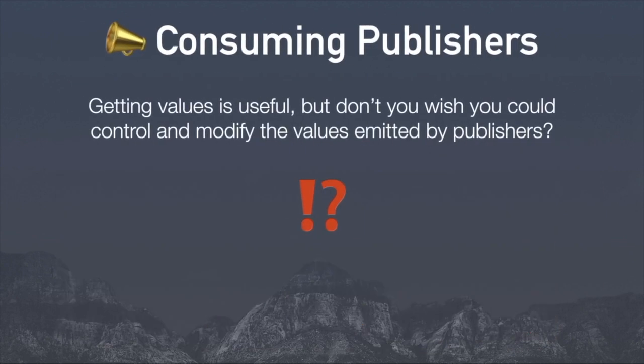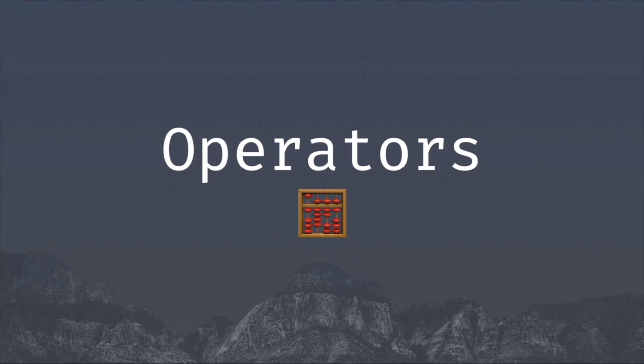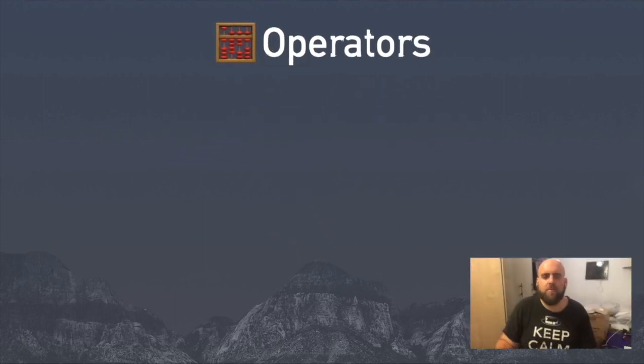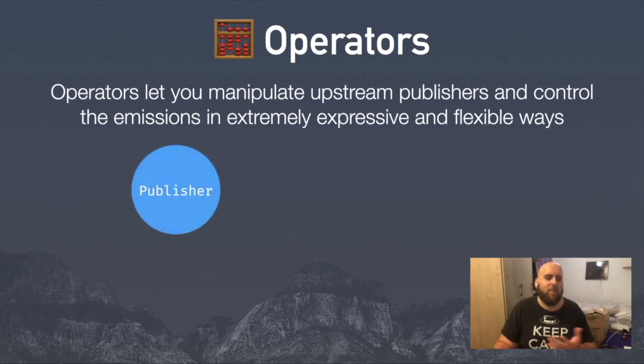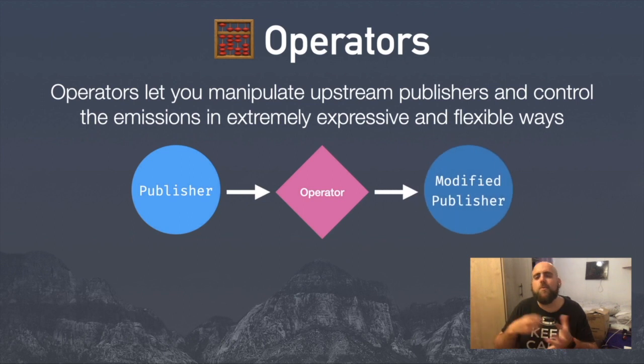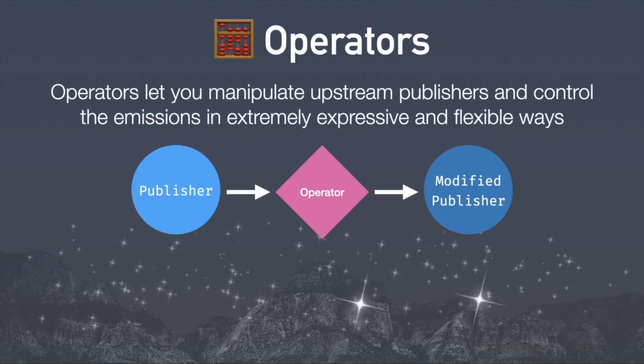So now we know how to get some values, and that's great, but it would be really cool if you could also modify the values emitted by the publishers, because sometimes the data we get isn't the one we actually need to consume and not the one we need for our app. To do that, we can use something called operators. Operators let you manipulate the upstream publishers and control the events emitted in really expressive and useful ways. So if we have a publisher and it goes through this operator, we get a new publisher basically that is modified by this operator that you put in between.